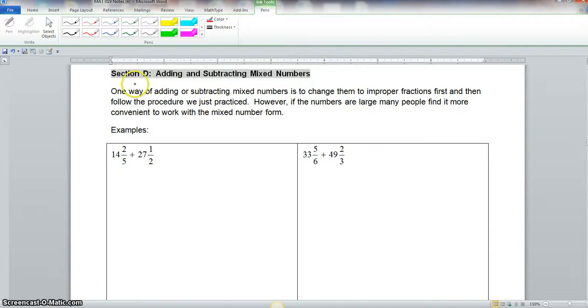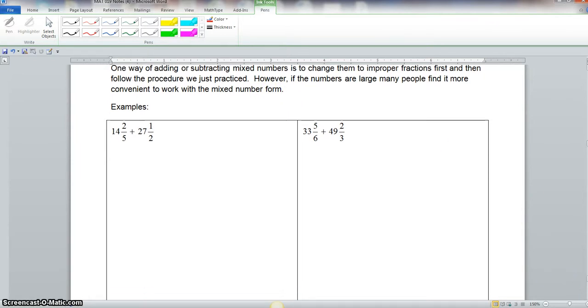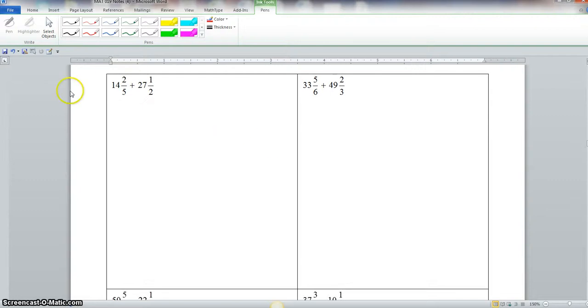Okay, class, picking up where we left off, we have section D, adding and subtracting mixed numbers. One way of adding or subtracting mixed numbers is to change them to improper fractions first and then follow the procedure we just practiced. However, if the numbers are large, many people find it more convenient to work with the mixed number form. Okay, now, as you all can see, these next two problems have very large numbers.